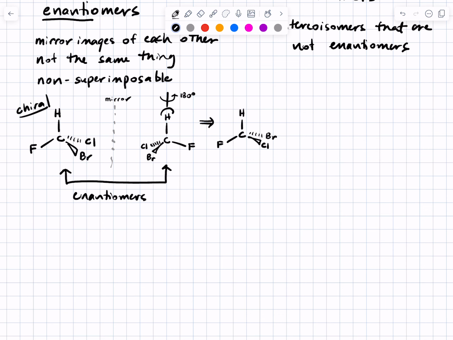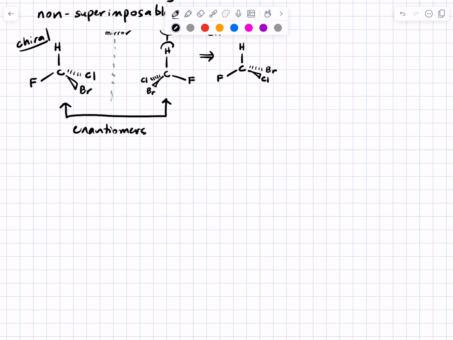So chiral is an adjective. It describes a molecule that is not the same as its mirror image. So both of these molecules that I have drawn are chiral. Okay, they are not the same as their mirror image. Non-chiral molecules are the same as their mirror images. In other words, they are their own enantiomers.